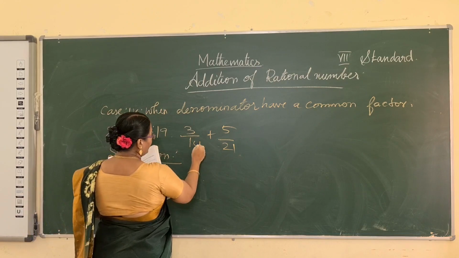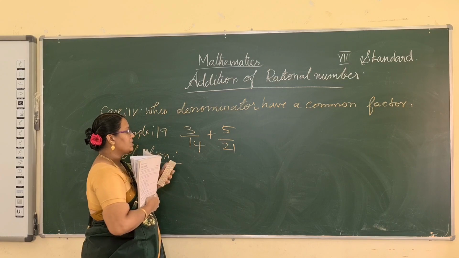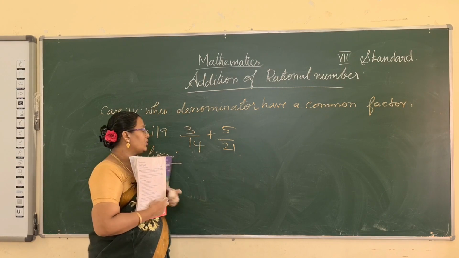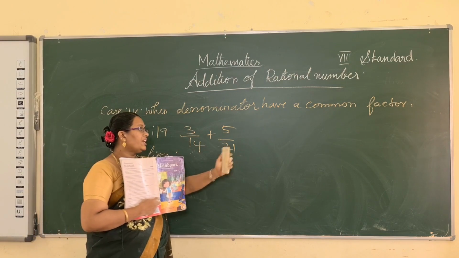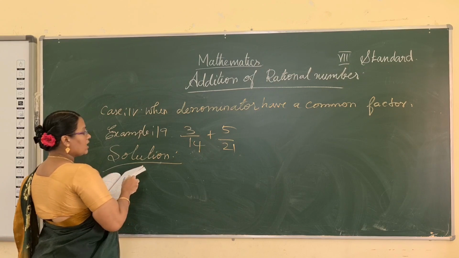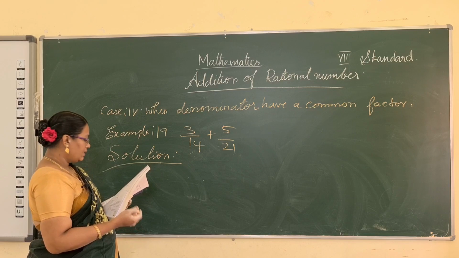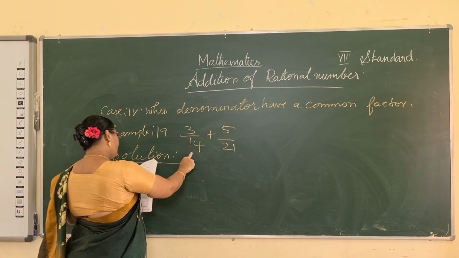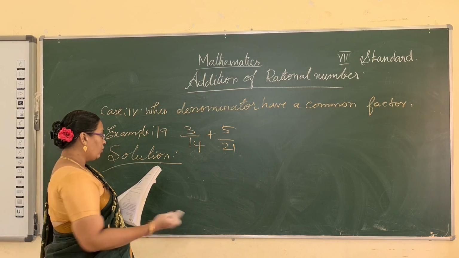So 3/14. Here these have a common factor. These are the 7 tables: 7 2s are 14, 7 3s are 21. These are the common factors of 14 and 21. So what is the LCM of 14 and 21? We consider 42. So 14 3s are 42 and 21 2s are 42.